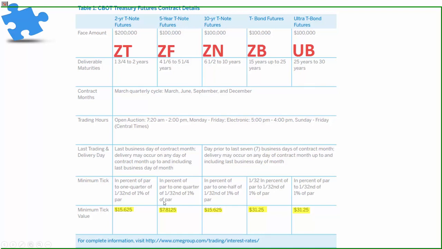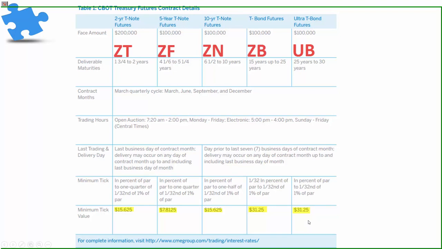Now, no discussion on scalping would be complete without considering the tick values of the instruments you trade. So here's a look at the US Treasury futures on CBOT. So we can see that the 5-year note here has the lowest tick value of just under $8 a tick. So the Treasury bond and the Ultra Treasury bond have the highest with tick values of 31.25 a tick. So obviously this is going to make a huge difference to the impact commissions have on your trades.